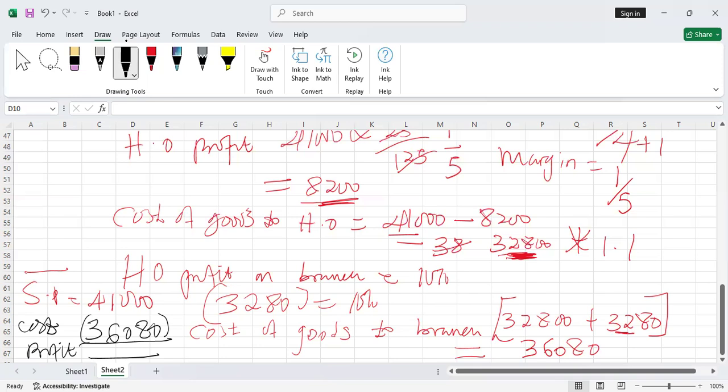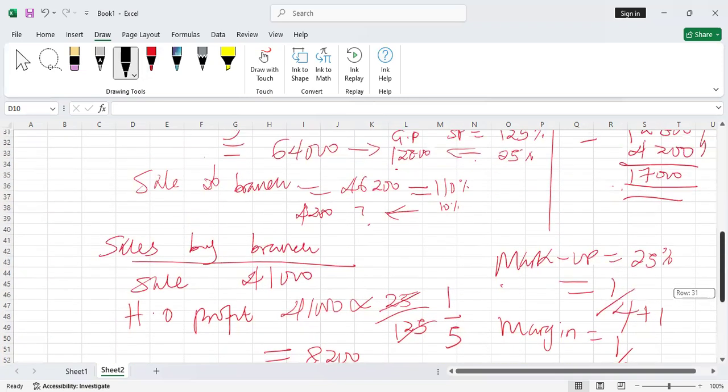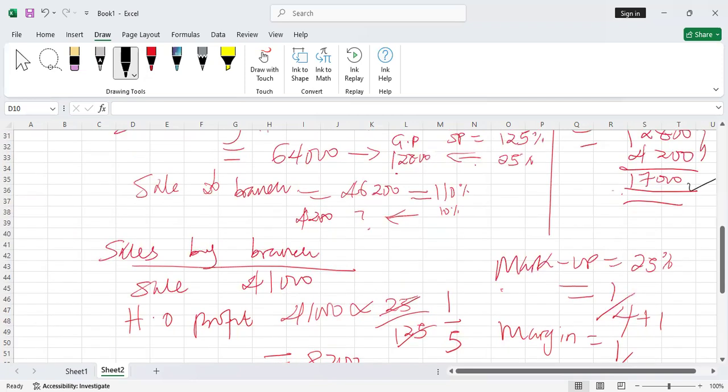What is the profit that the branch is making? $49.20. So the branch makes a profit of 49.20. Remember the head office? The head office was making a profit of 17,000.